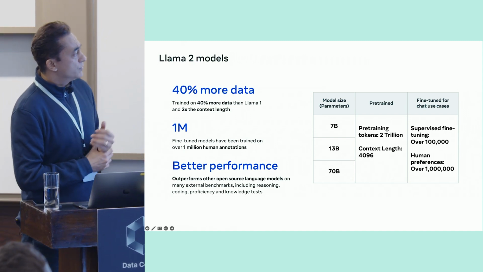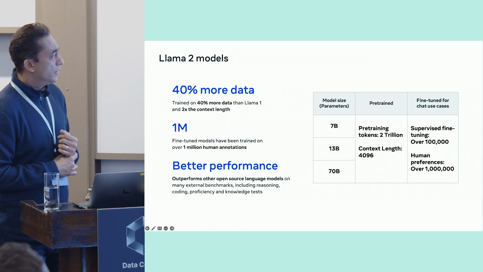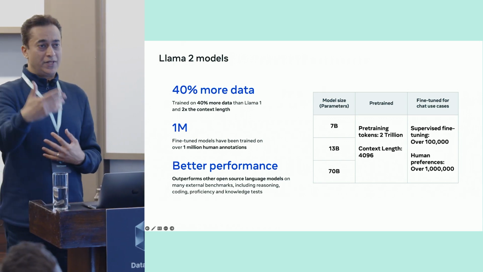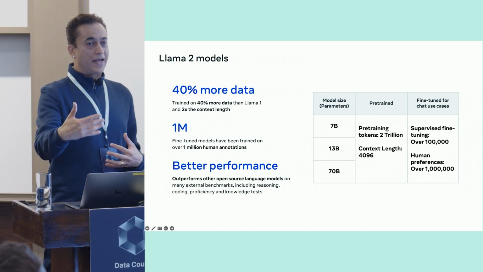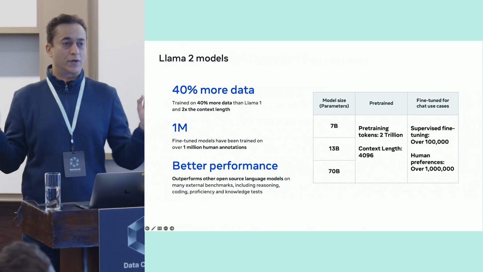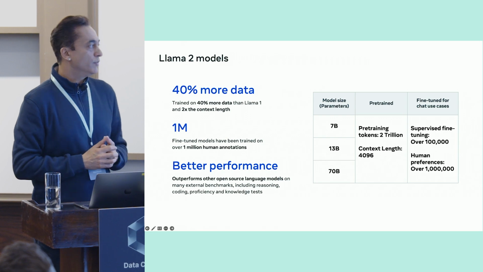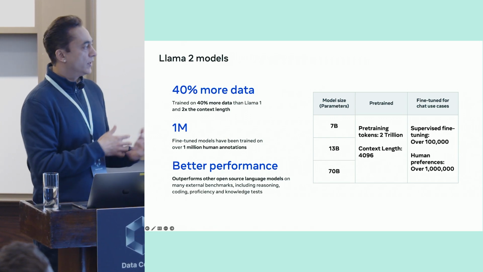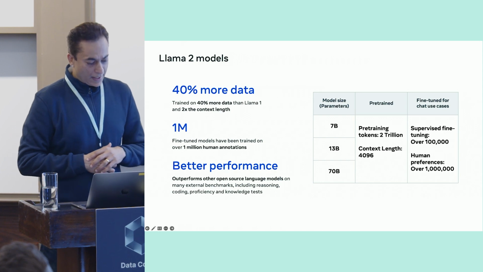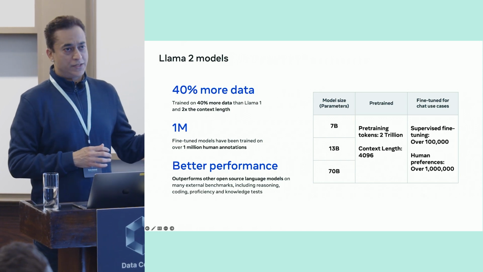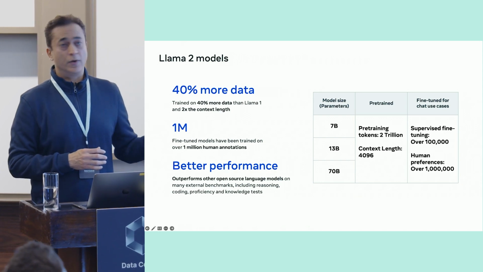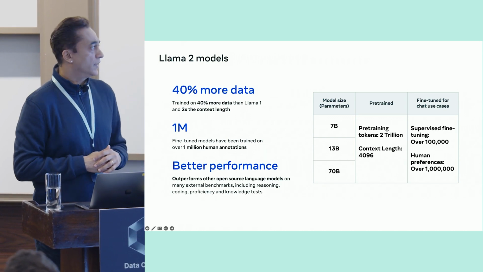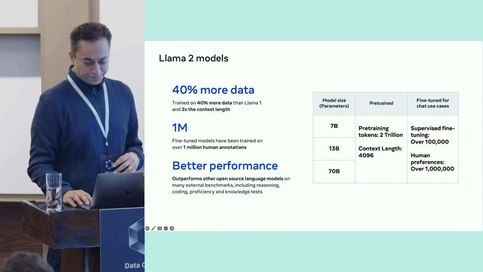These Llama 2 models are fine-tuned based on over 1 million human annotations. What this means is humans have given feedback through RLHF, reinforcement learning from human feedback, to the models, and we have taken that feedback and improved the models. When we launched, this was the best performing open source model. It is still in the top 5 open source models out there on the public benchmarks.